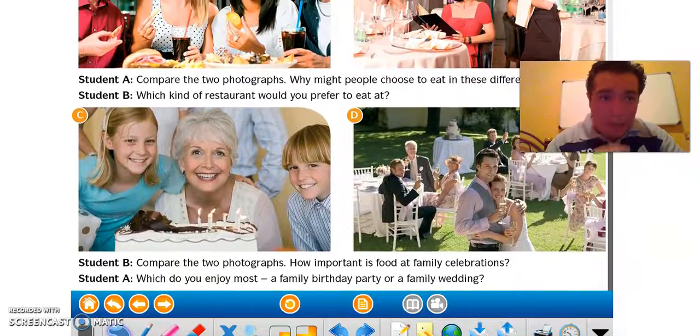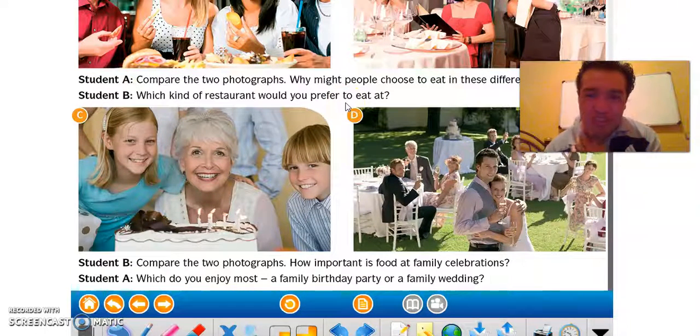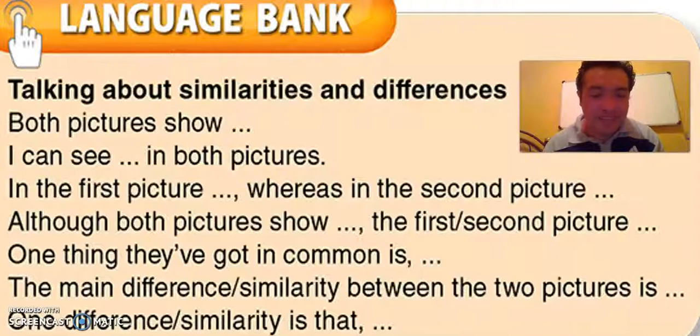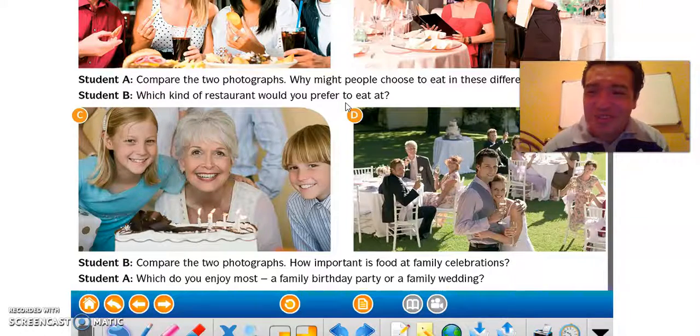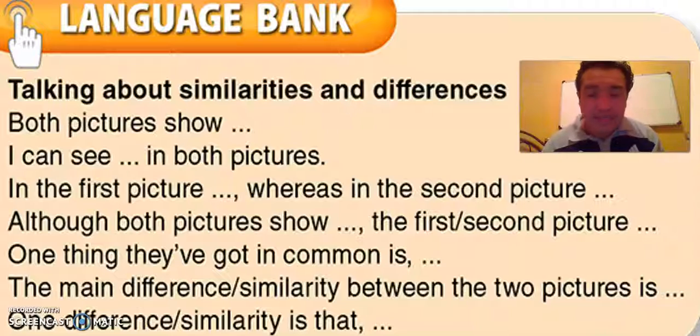Here we have once again another picture. We have to make comparisons between these two pictures, and of course we need to use the language bank in order to compare these pictures. Okay, here are the phrases. Although both pictures show... the second picture has something different. Although both pictures show... the first or second picture something. Okay, here we go.